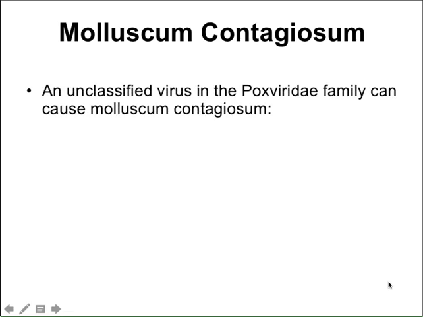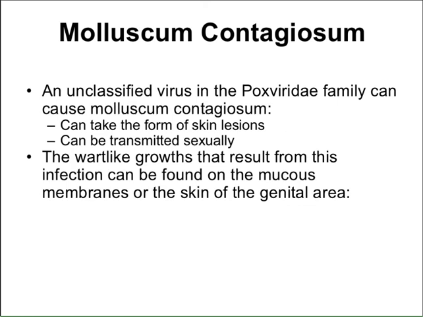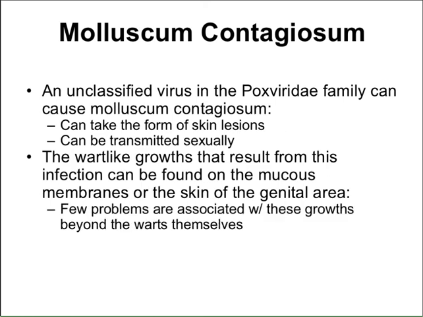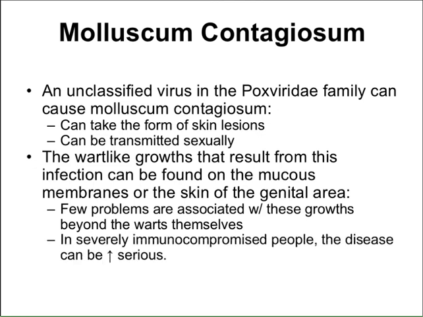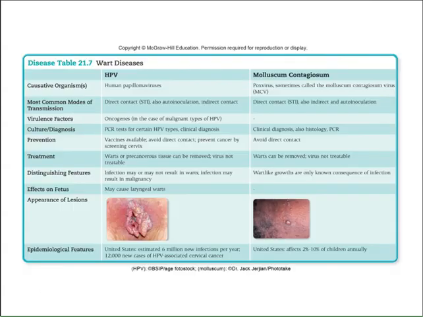Molluscum contagiosum is an unclassified virus in the Poxviridae family. It can take the form of skin lesions. It can be transmitted sexually. Wart-like growths result from an infection that can be found on the mucous membranes or the skin of the genital area. Few problems are associated with these growths beyond the presence of the warts themselves. In severely immunocompromised individuals, the disease is more serious. The virus can be transmitted through fomites, such as clothing or towels, and autoinoculation. And here's a look at HPV and molluscum contagiosum.